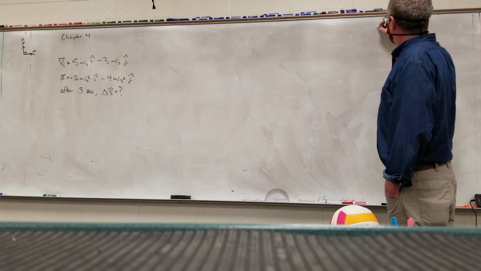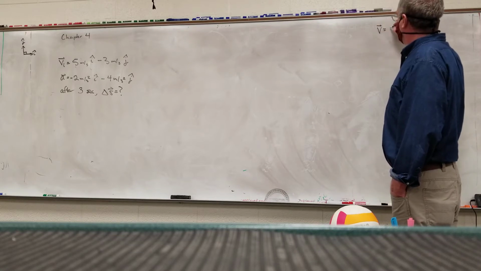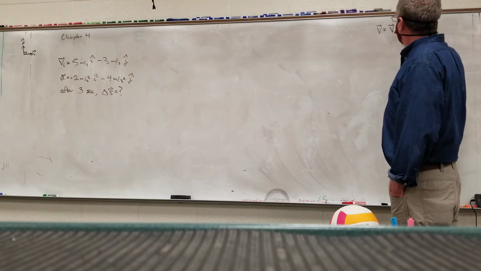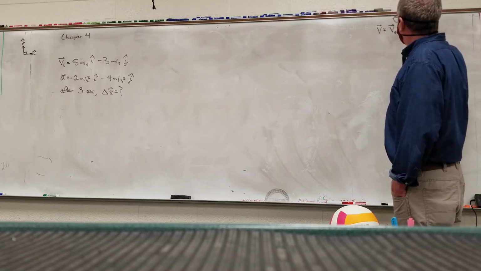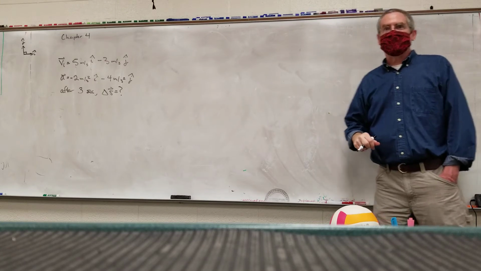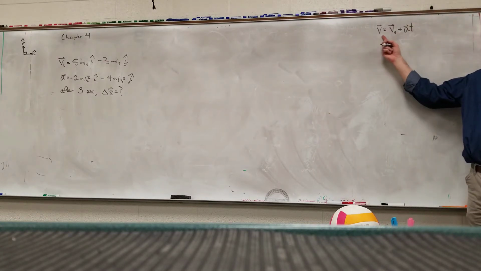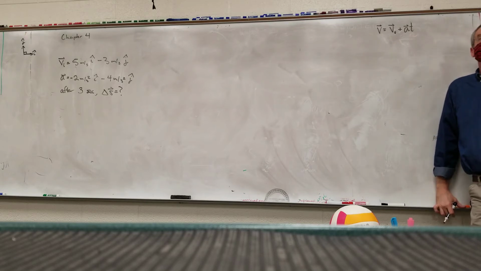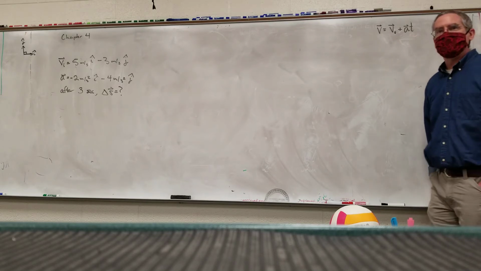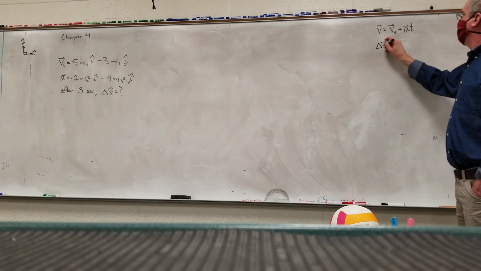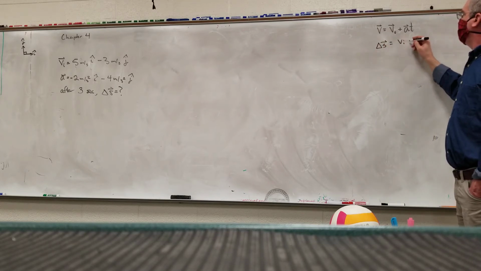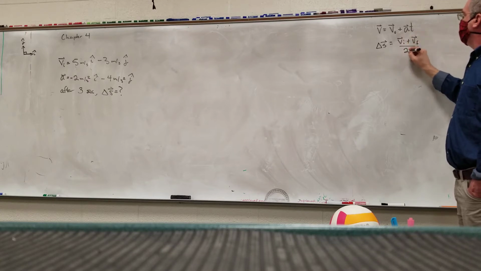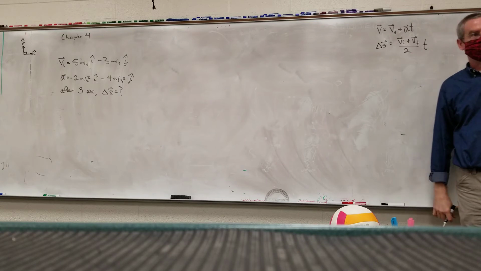V equals V naught plus AT. All right, one down. If you did VI, that's also fine, and VF here instead of just V also works. All right, yes, Max. Displacement equals VI plus VF over 2 times time. All right, two down.